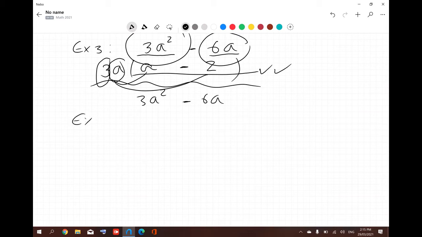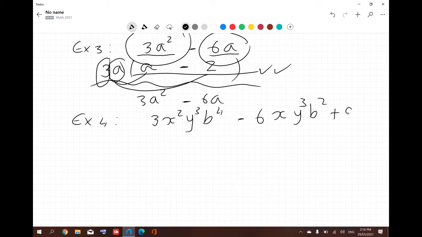Example 4. Again, the question is to factorize, and I have 3 terms here. 3x squared y cubed b to the power of 4, minus 6xy to the power of 3 b squared, plus 9x squared y squared b squared.